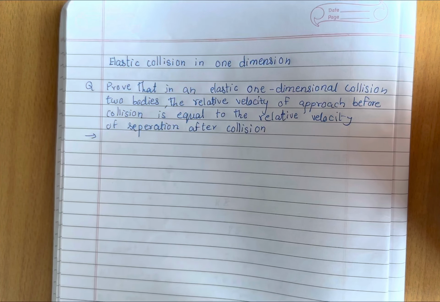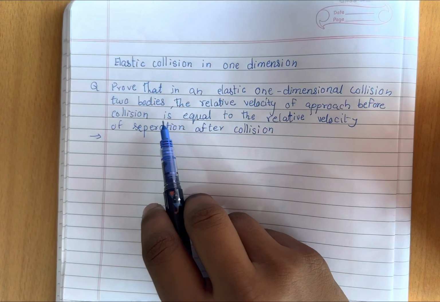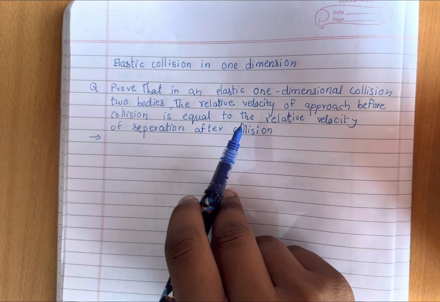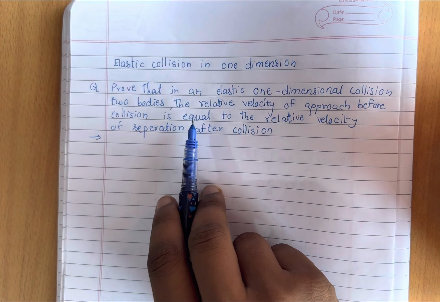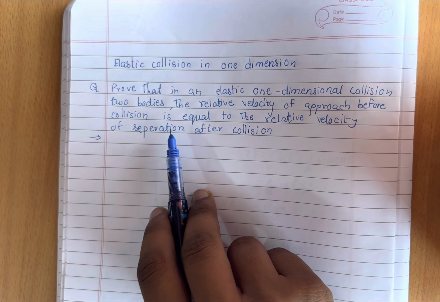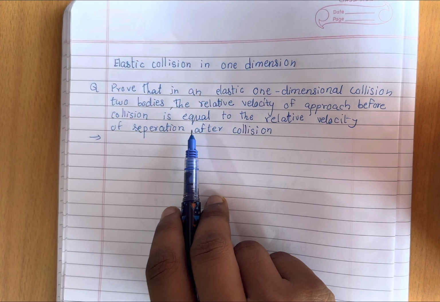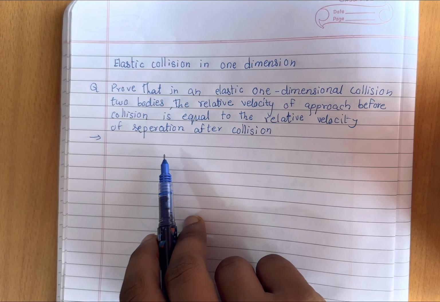Today we are going to solve the equation for the elastic collision in one dimension. So let's read the question. Prove that in an elastic collision of two bodies, the relative velocity of approach before collision is equal to the relative velocity of separation after collision. For reference, let's draw a diagram.